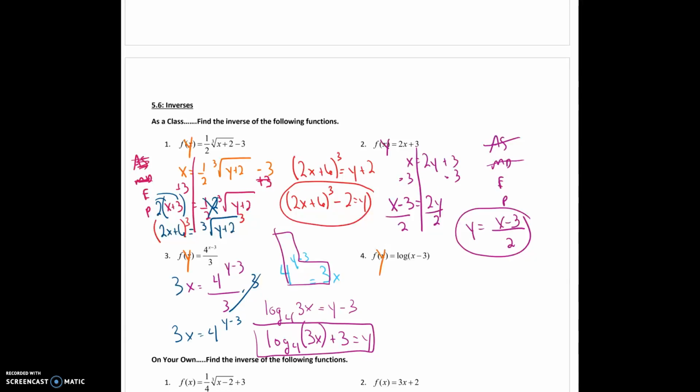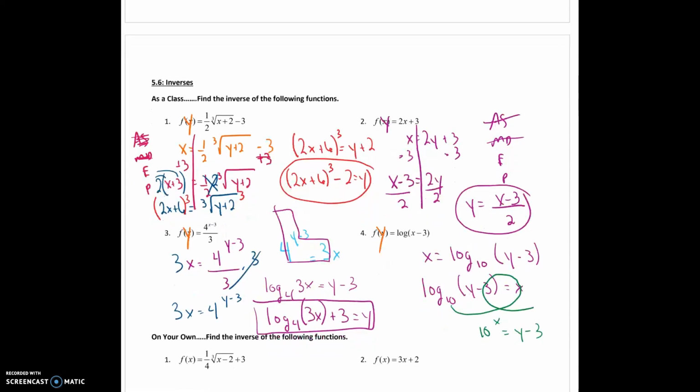And the last one, I'm going to switch x and y around. There is a base to this log. It's an understood 10. And so, to get to that y, it's part of the log. So I will have to undo the log, which means I'll turn it into an exponent. And we're used to having it like this when we turn it into an exponent. So now I'm going to turn it into the exponent. So 10 to the x power equals y minus 3.